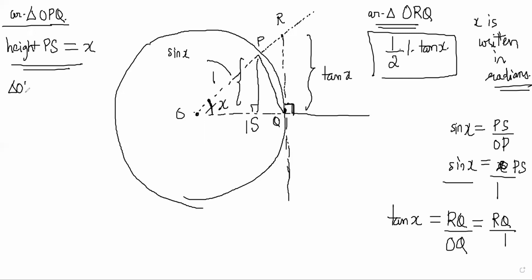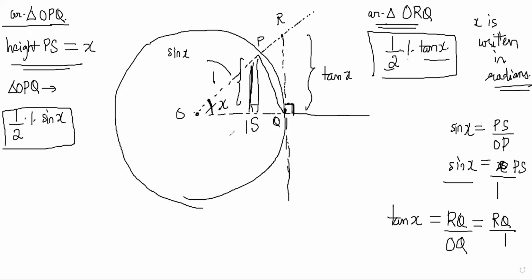Because if I'm also making a mistake and you are also blindly following, that is not a great sign, right? So area of triangle OPQ is simply half into 1 into sin x. That is the correct expression, because PS is sin x, 1 is the base, right? And area ORQ is half into 1 into tan x, right?